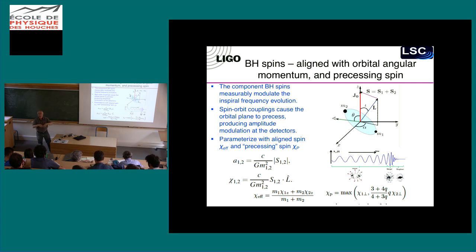And that's called a natal kick, a birth kick of a black hole. And that black hole can go flying off, sometimes with escape velocity with respect to the galaxy that it's in, and that black hole can exit the galaxy. Okay, yeah.